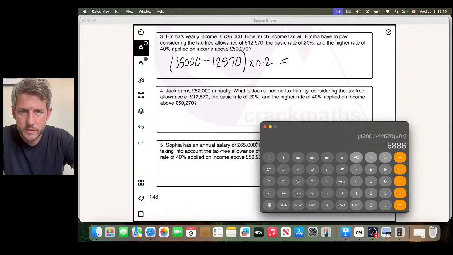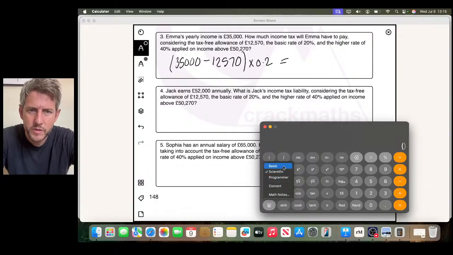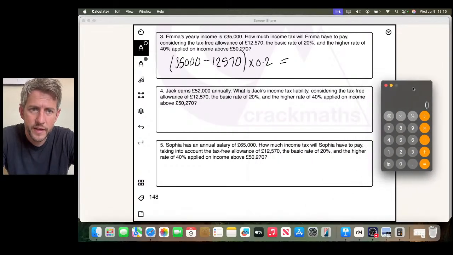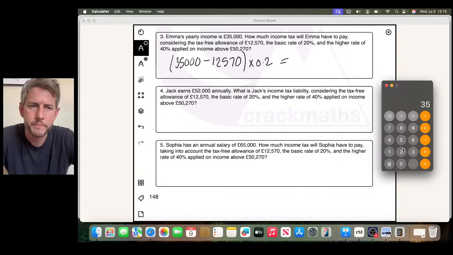Actually, I will do this on the basic calculator, just because sometimes I do think that if you do the test online, you end up with a basic calculator. So all I'll do for this one, I'll do the bit in the bracket first.